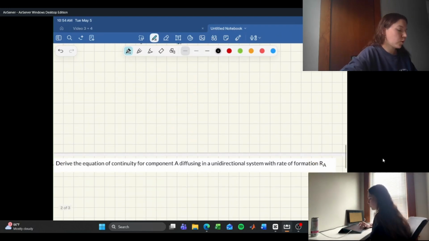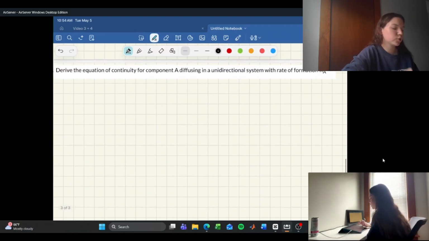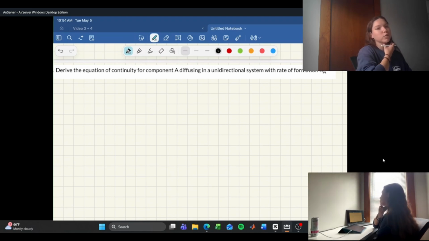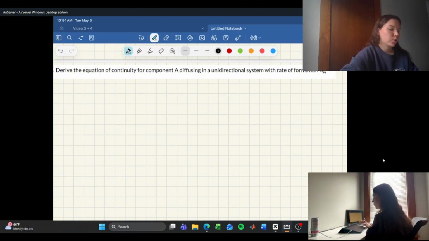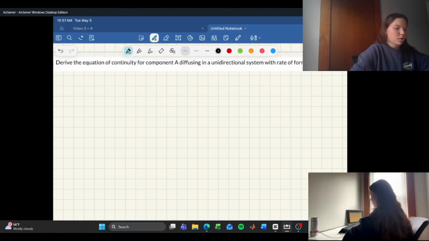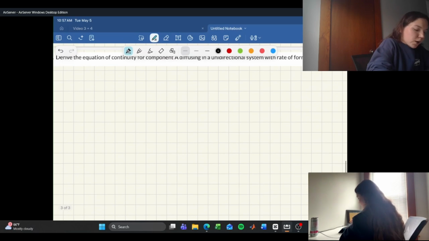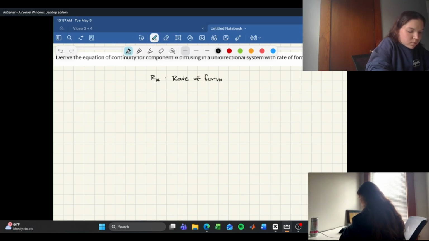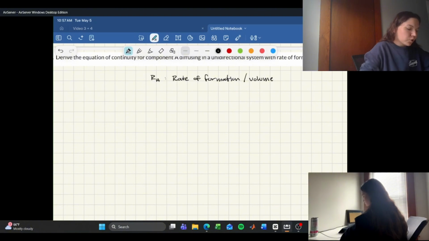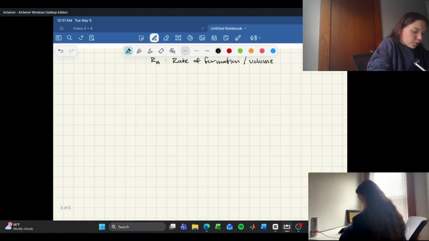So now we're going to move on and derive a continuity equation for component A diffusing in a unidirectional system with the rate of formation Ra. Okay, so we have Ra, which is the rate of formation, and this is going to be per volume. So let's draw the system. We're going to have a cube.